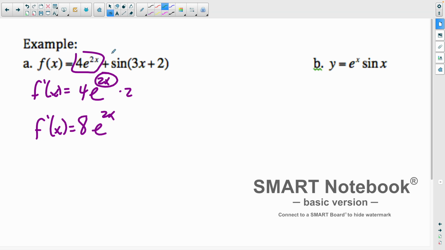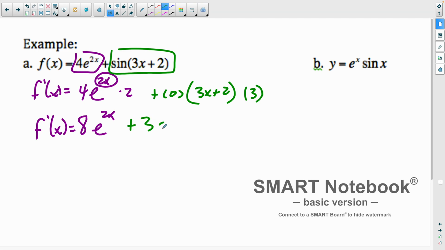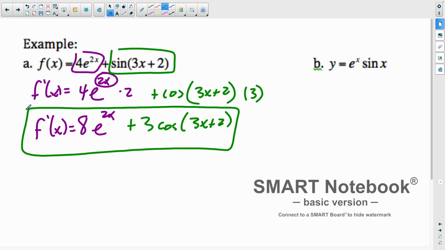The second part of the derivative is here. The derivative of sine is cosine. And again, as another chain rule, I'm going to leave the 3x plus 2 alone. Then I'm going to take the derivative of the inside piece, which is going to be 3. So the derivative of 3x plus 2 is 3. Typically we put that out front, so 3 cosine of 3x plus 2. And there is my derivative. Okay.